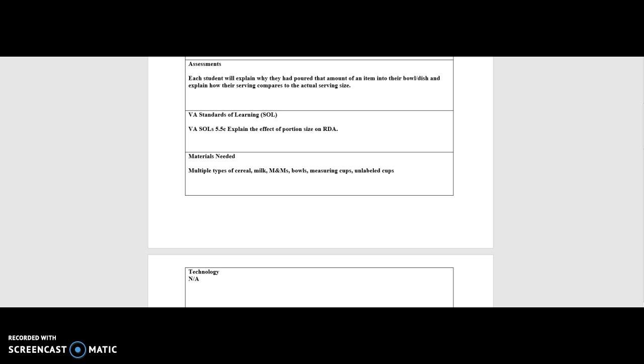The standard of learning for this unit would be VASOL 5.5C, which is explain the effective portion size on recommended daily intake.